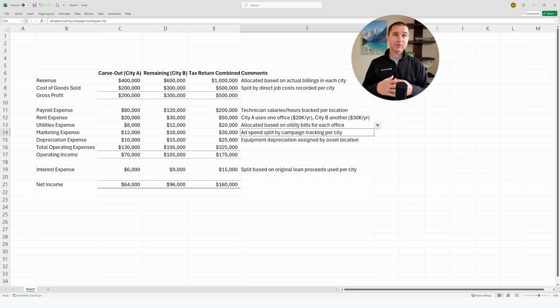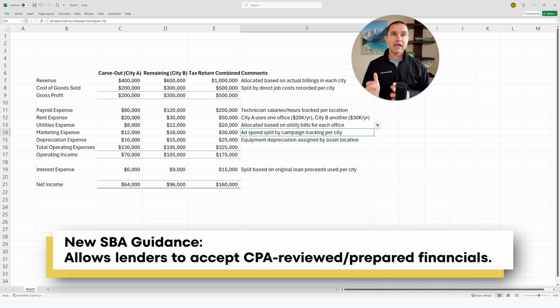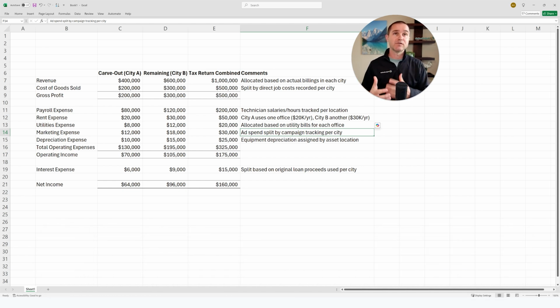So this is the type of work that you're going to have to do. Now, this is a pretty simple example. You can get quite complex. The SBA recently came up with some guidance that they have the ability to use CPA reviewed or CPA prepared documentation or financial statements.